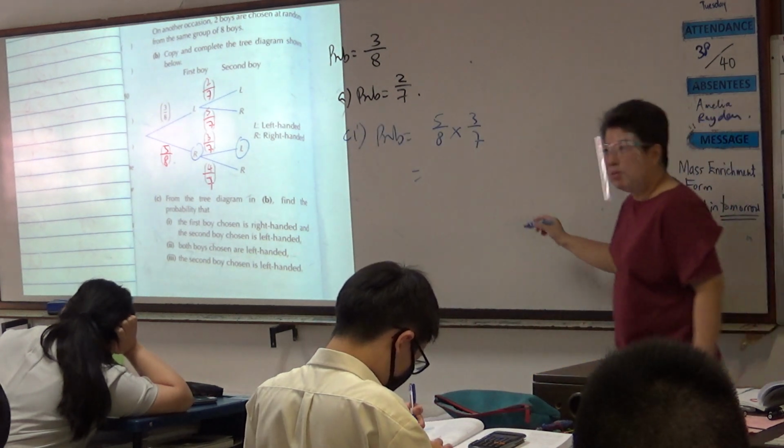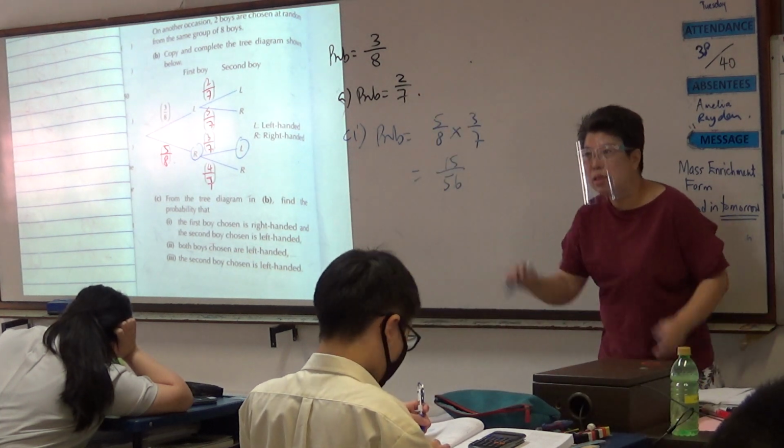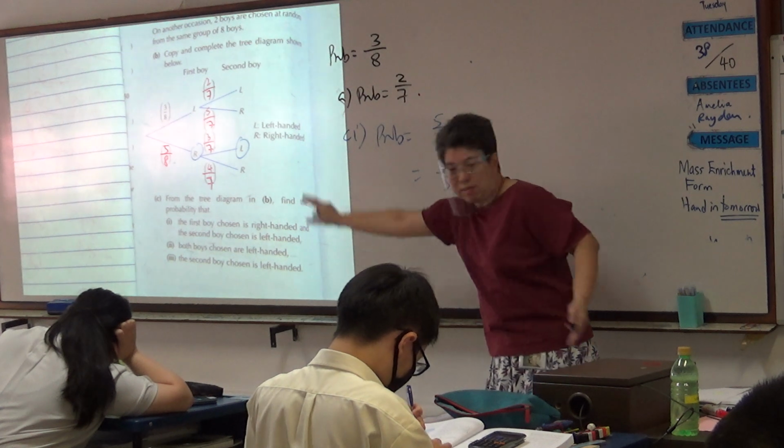Am I right to say that? So the answer is 15 over 56. Is that okay? You must have that whole branch. Right? Okay, second one.